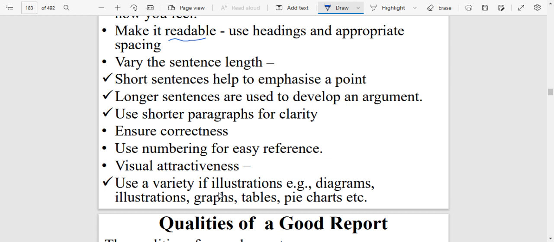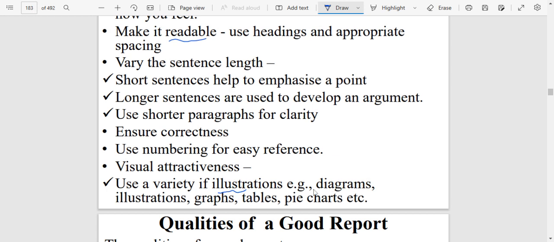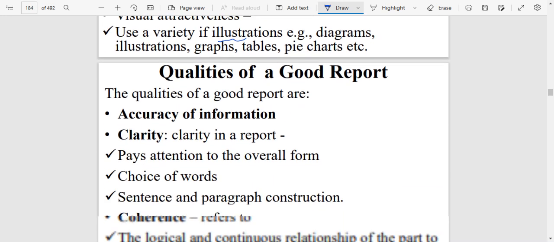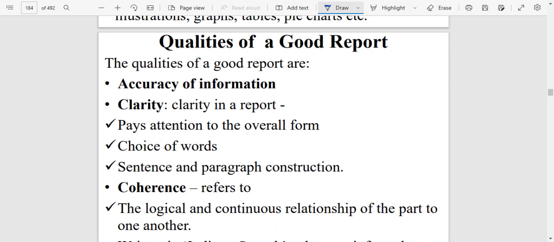When you're talking about visual attractiveness, use a variety of illustrations. For example, you need to use some diagrams, illustrations, graphs, tables, pie charts. They just add attractiveness to your report. Especially tables, we are going to be using them a lot in writing reports, because diagrams are something that you are drawing yourself. You might not be able to use diagrams. But you'll also be drawing, for example, cells.